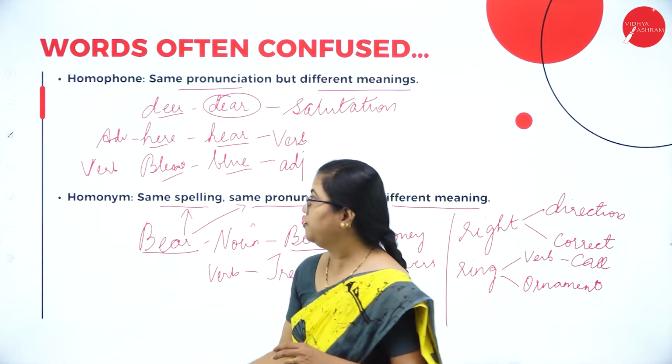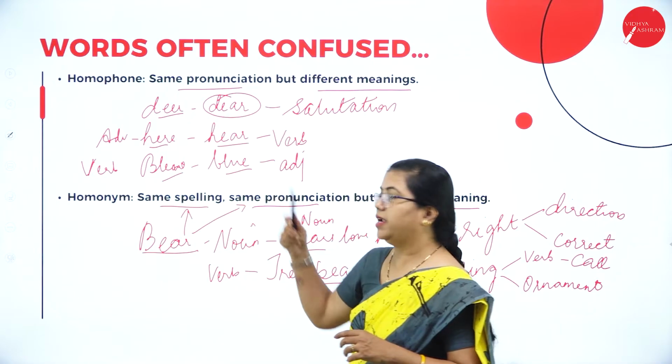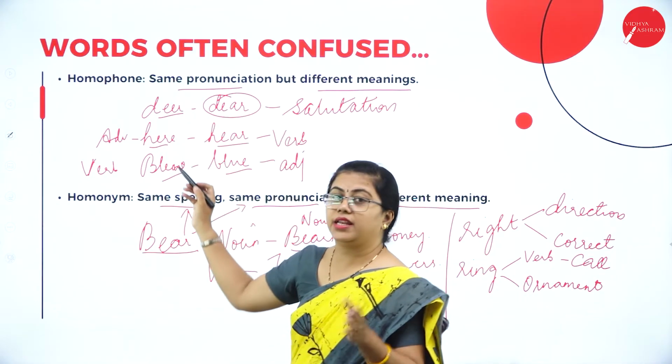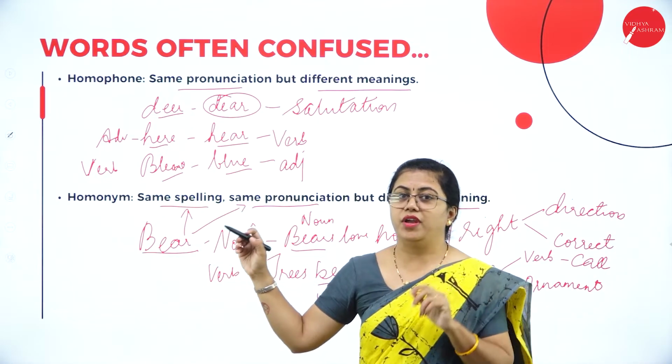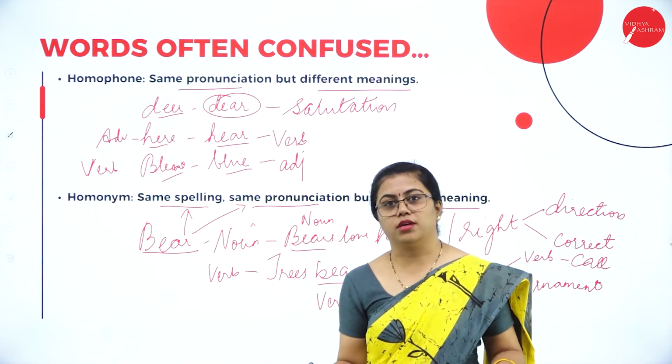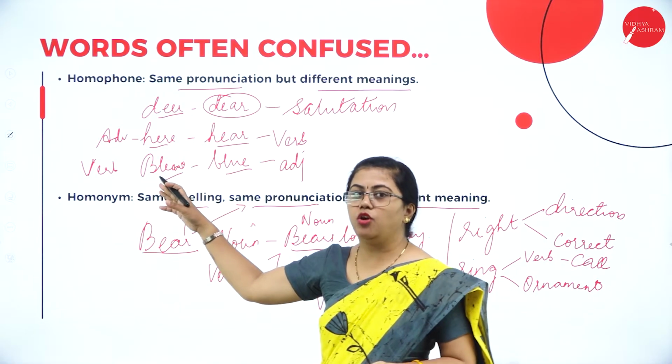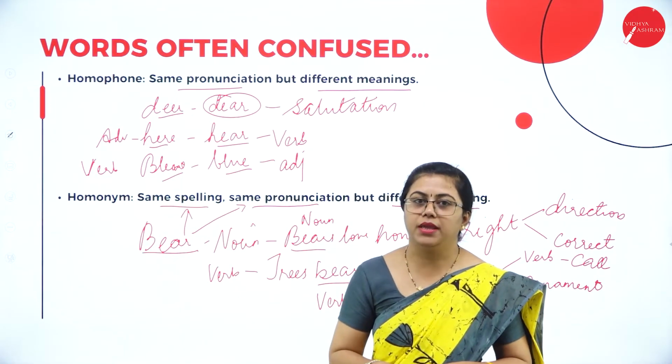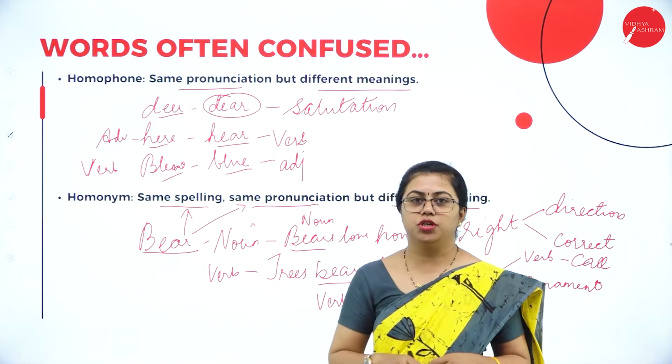Suppose you just get confused between the meanings of here and hear. Suppose you think here is a verb, that is you hear. Fine. Hear is something you show here. No, then you will go wrong. That's the reason you need to know the spelling also. You need to know the proper meaning also when you come to such words.